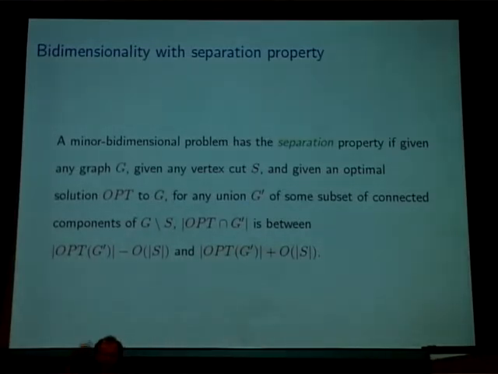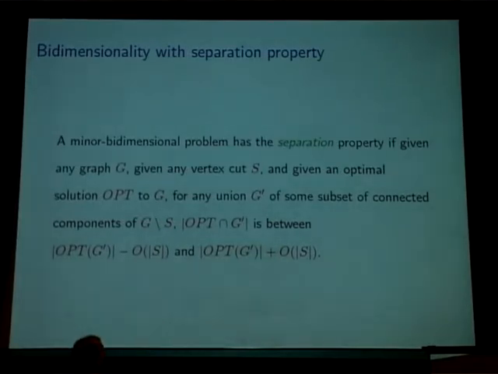I have a problem and I take a separator. When I remove the separator, I have several components. I take a look at the optimal solution on each of the components plus this separator. And I compare the new solution which I obtain with the intersection of my previous solution with this component. And if these things do not differ much, then I say that this is a separation property.